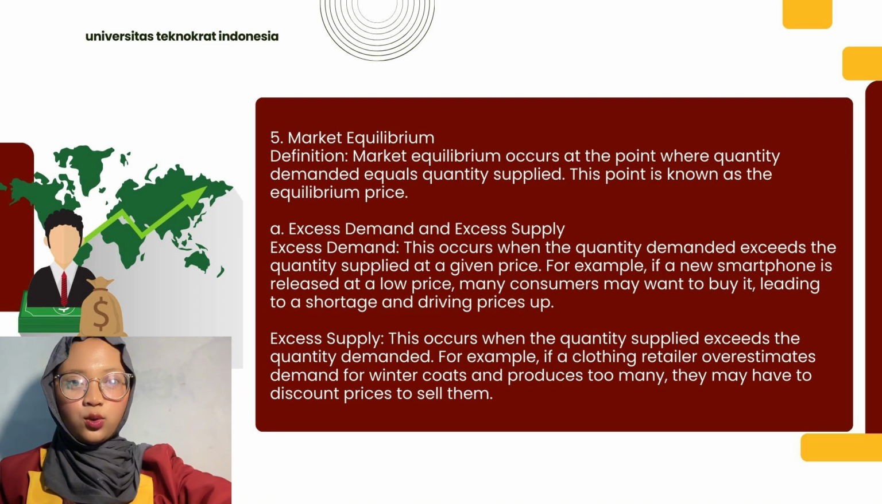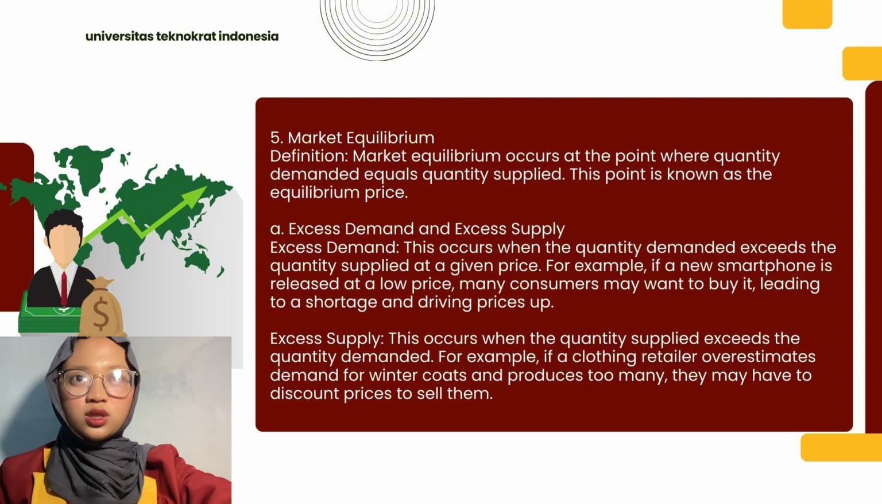5. Market equilibrium. Definition: market equilibrium occurs at the point where quantity demanded equals quantity supplied. This point is known as the equilibrium price. A. Excess demand and excess supply.